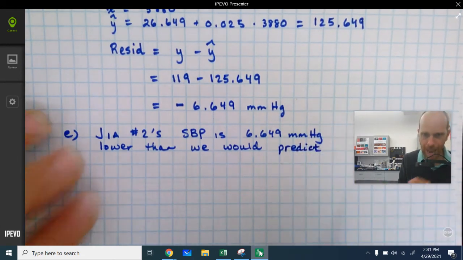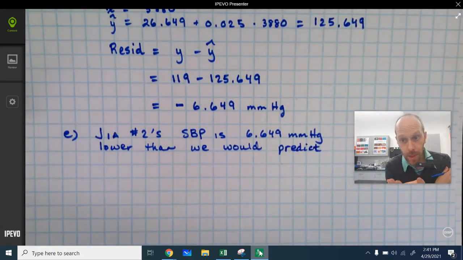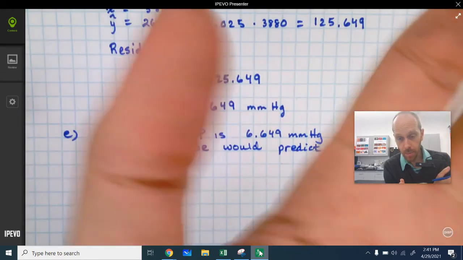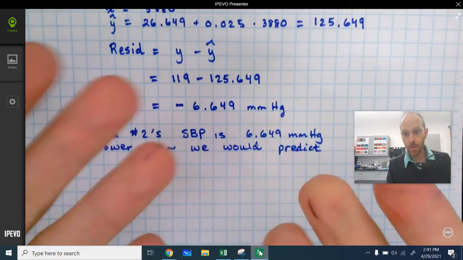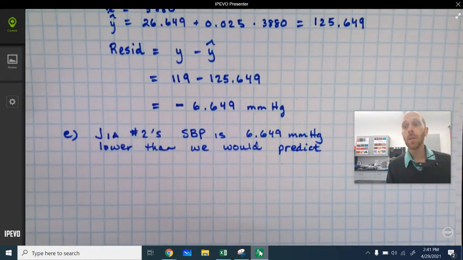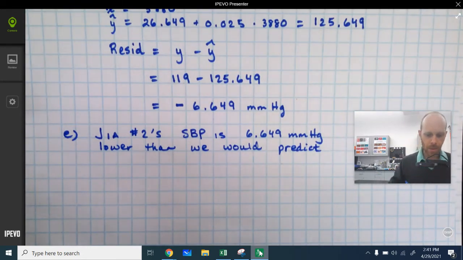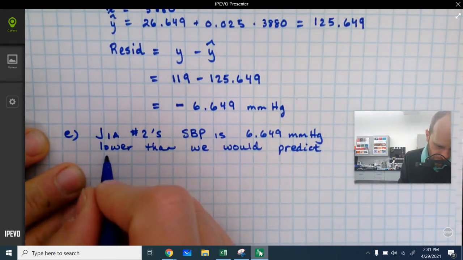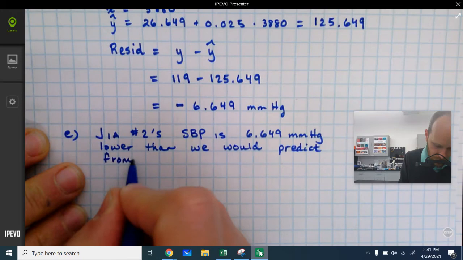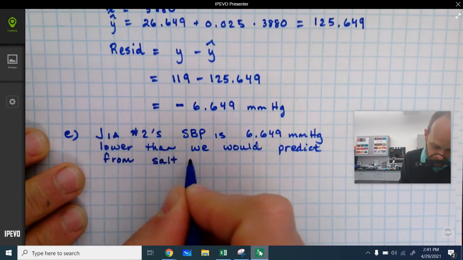And you always want to say how we would predict it, because there's lots of ways to predict systolic blood pressure, isn't there? I mean, there's salt, but there's also your race, your age, your alcohol consumption, the amount of potassium you consume, how often you exercise. There's lots of different ways to predict this. We are predicting it from salt intake.